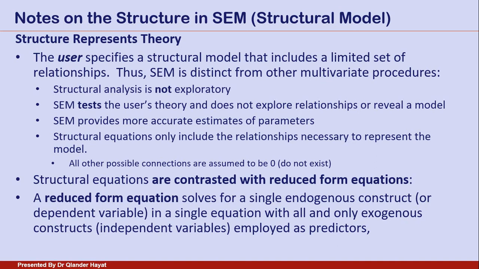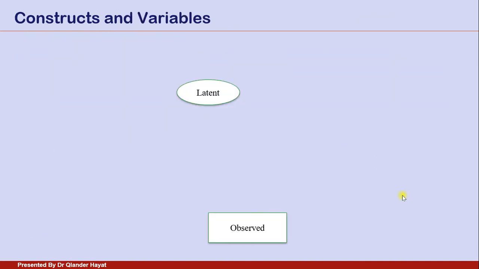So in simple words, we can say that reduced form equations are the equations in which only a single dependent variable is calculated by certain independent variables, while SEM can calculate multiple dependent variables with multiple independent variables. So it is different from the reduced form equations.